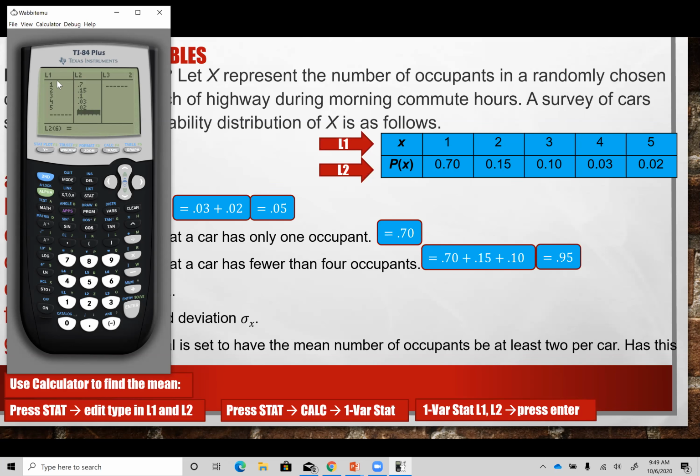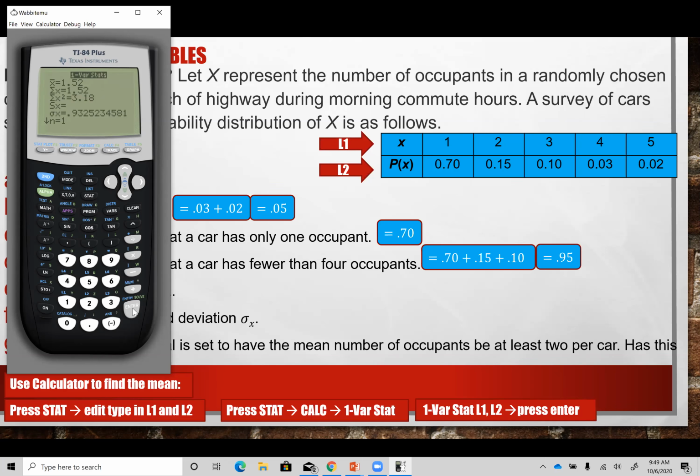So everybody see that my L1 is my X, my probability is my L2. I hit stat once I have my data and I scroll over to calculate. You press over, calculate, and we choose 1-Var Stats. If you choose 1-Var Stats, make sure that your list is L1 and your frequency is L2. And then you go to calculate. If you hit calculate, this is what you have.